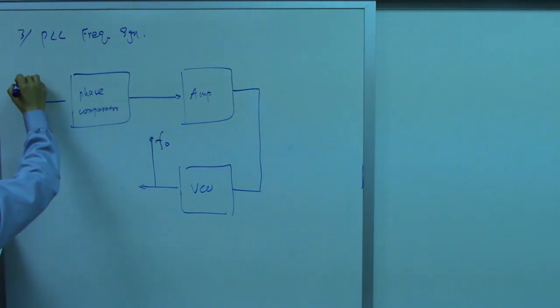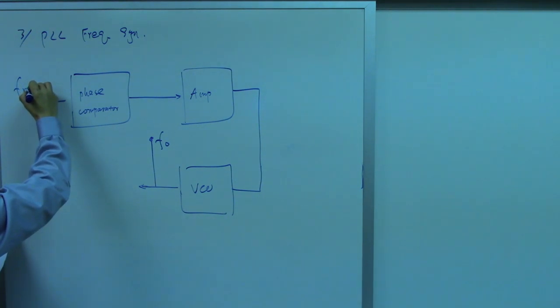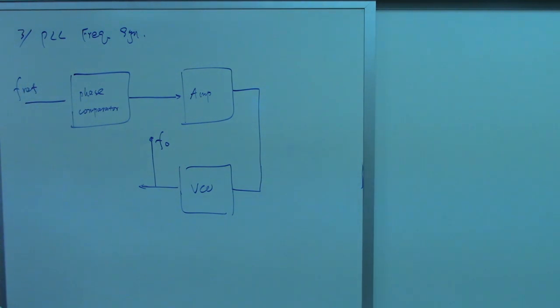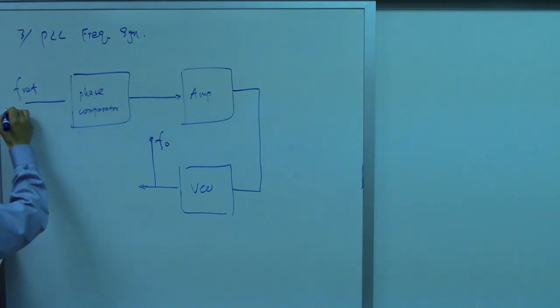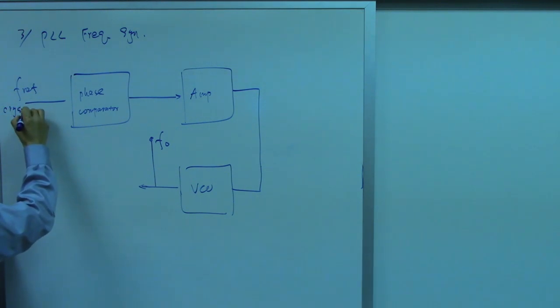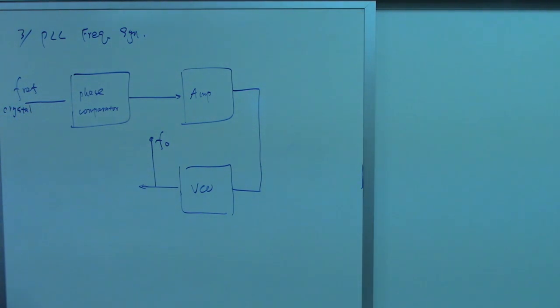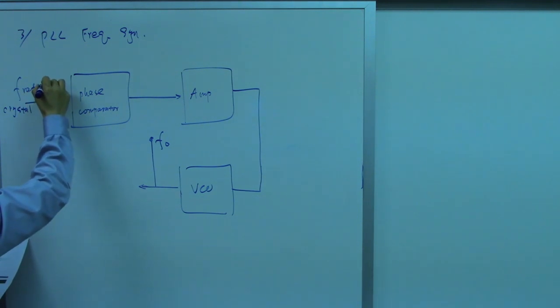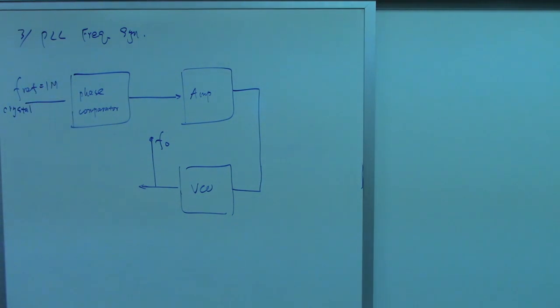This one is the reference frequency. And this one usually uses, for example, a crystal. It's a very stable frequency. For example, the reference frequency equals 1 meg. It's generated from a crystal oscillator. It's very stable, and that determines the quality of the system.